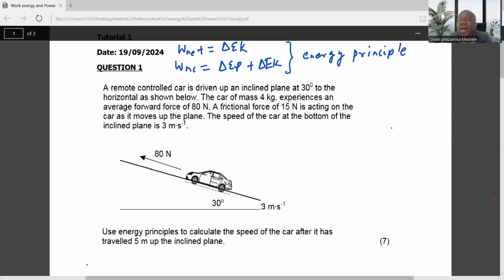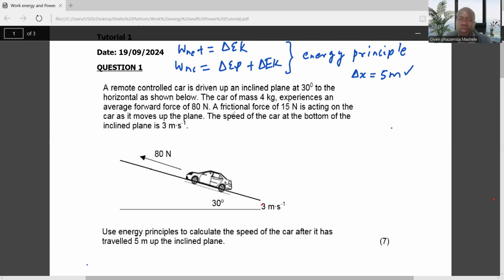And now, how are we actually going to solve questions? We want to know, okay, what are we given here? We are given delta x. It's 5 meters. We are told that it has traveled a distance of 5 meters, which is our delta x, ladies and gentlemen. Now, because we are dealing with an inclined plane here, first of all, we have to identify the forces that are actually acting on this car.